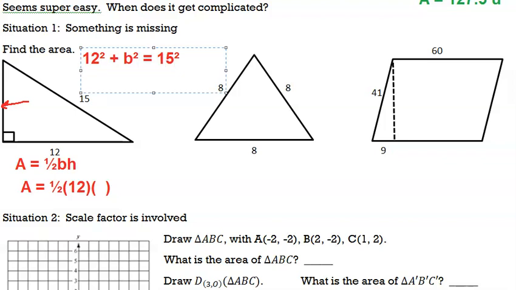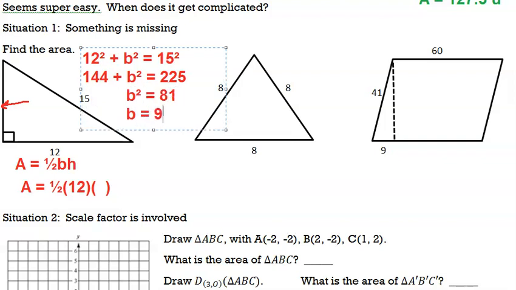Now, when you do the Pythagorean Theorem, a and b can be in either order, but the hypotenuse has to be c. So that's why we put the 15 on the right side. Now, if we subtract 144 from each side, then we're going to get b squared equals 81. What number squared is 81? Sounds like 9 to me. Now, it seems like a lot of work, but it worked out really nicely, so we can just plug that in where it needs to go.